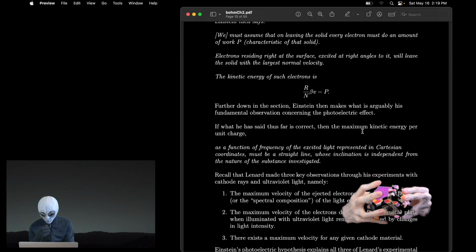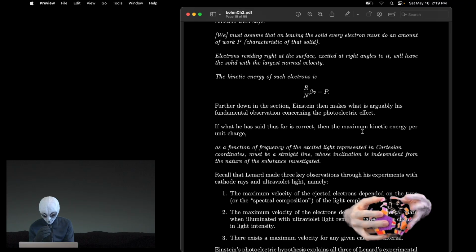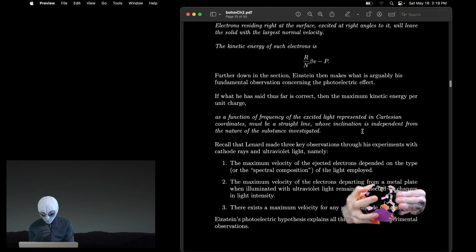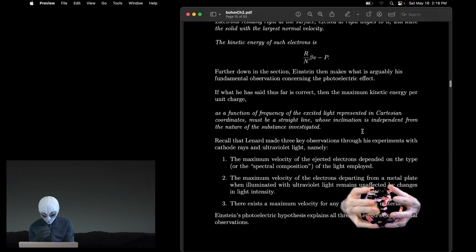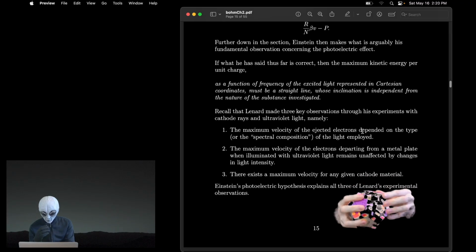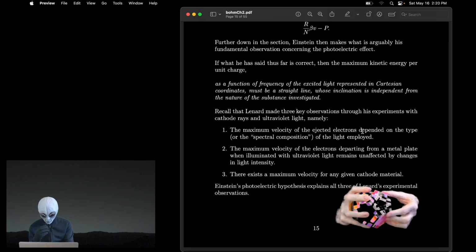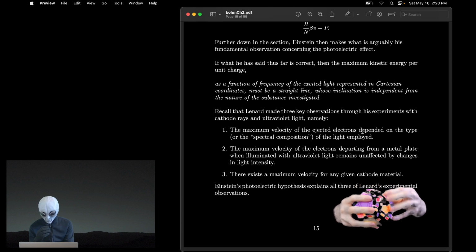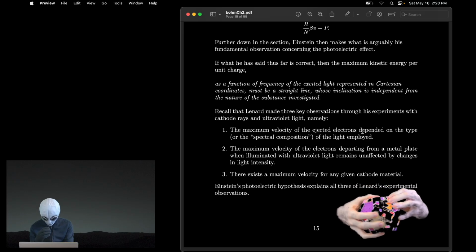Electrons residing right at the surface, excited at right angles to it, will leave the solid with the largest normal velocity. The kinetic energy of such electrons is given by (R/N)βν minus P. Further down in the section, Einstein then makes what is arguably his fundamental observation concerning the photoelectric effect. If what he has said thus far is correct, then the maximum kinetic energy per unit charge, as a function of frequency of the excited light represented in Cartesian coordinates, must be a straight line, whose inclination is independent from the nature of the substance investigated.